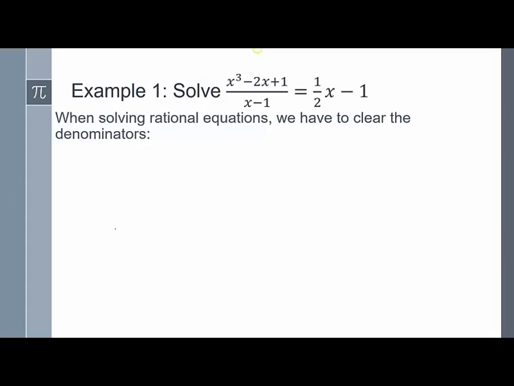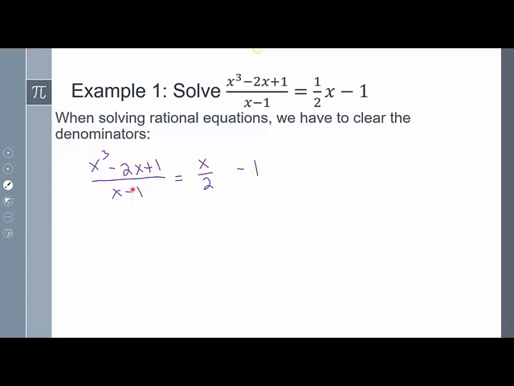All right, first example here. For us to solve a rational equation like this, the biggest thing that we need to do is we need to clear the denominators. We got to get rid of them. So I'm going to rewrite this. So I have x cubed minus 2x plus 1 all over x minus 1. And this is going to equal x over 2 and then minus 1.